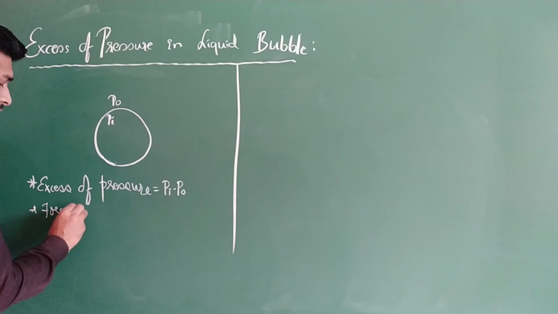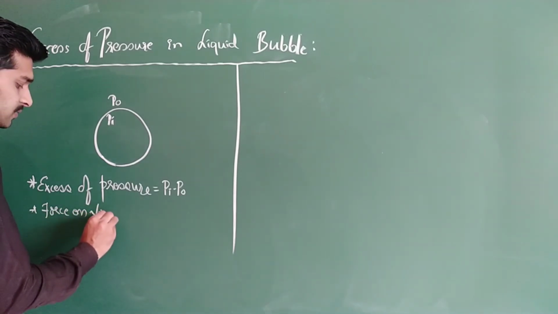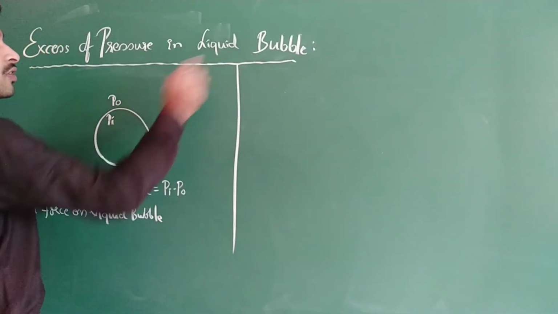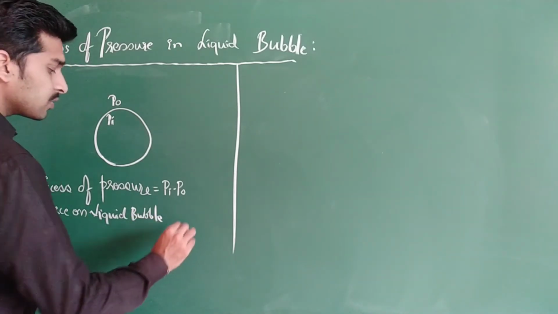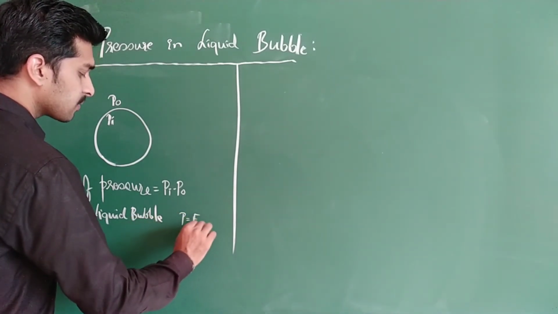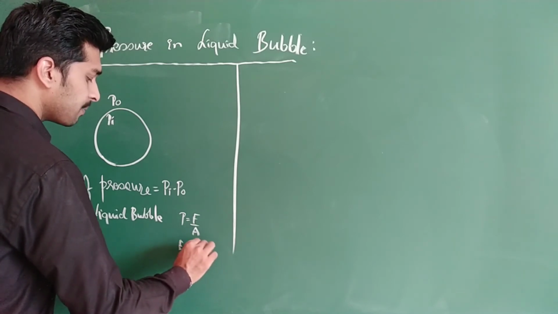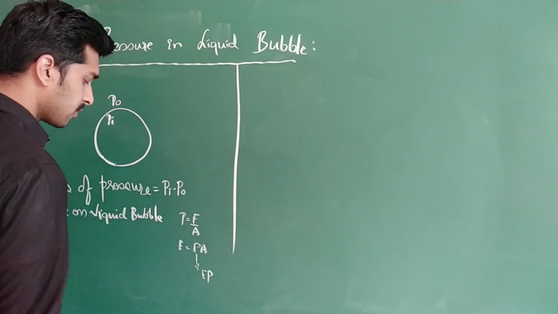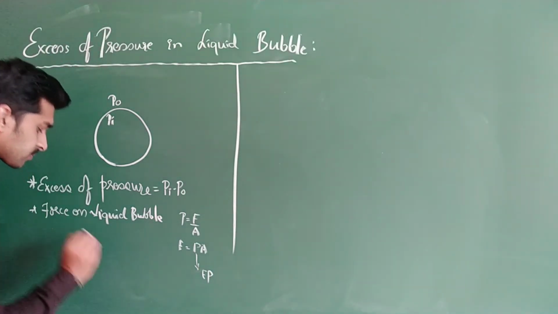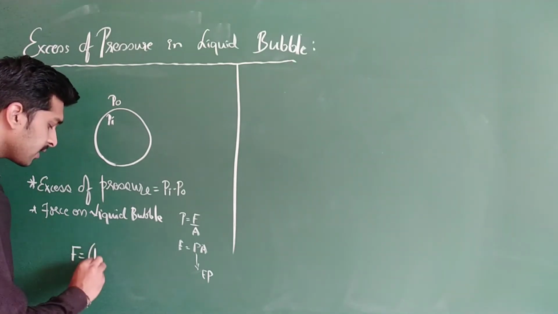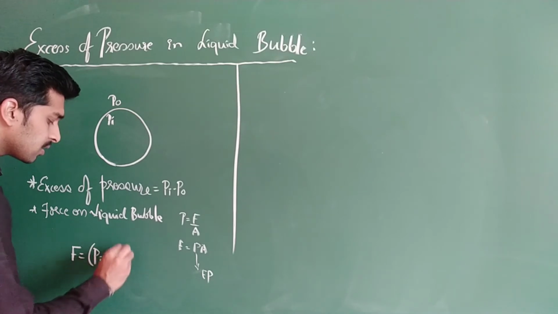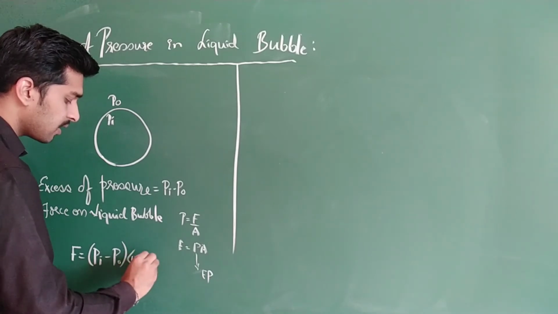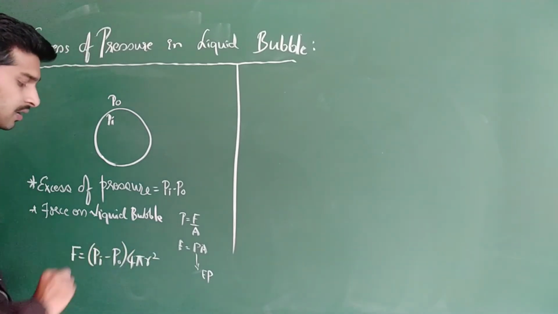Force on liquid bubble. So now we are going to consider the bubble. So force on this liquid bubble. We know that P is equal to F by A by basic definition, or F is equal to P into A, where this P is nothing but the excess of pressure. So F is equal to Pi minus P naught into area. Surface area for this bubble is again 4 pi r square.